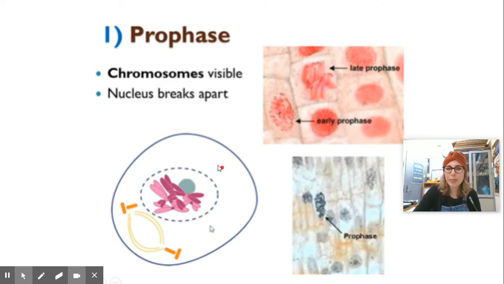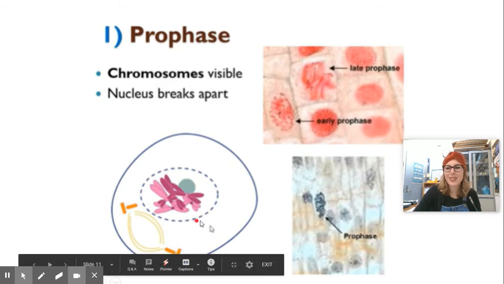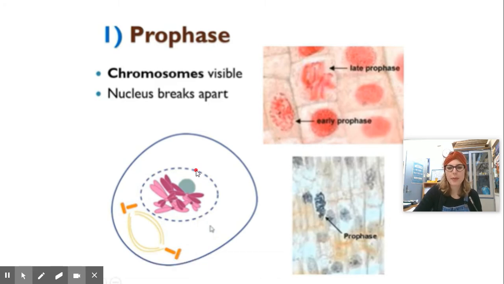Also, we can see that in prophase, the nucleus starts to break apart. So when the nucleus breaks apart, this is going to allow for the chromosomes to be able to move through the rest of the stages of mitosis.